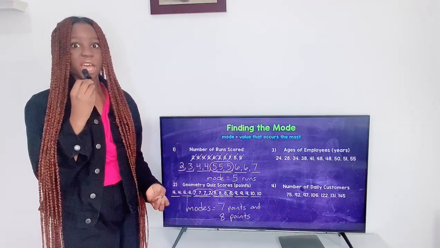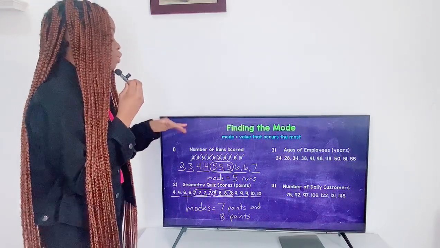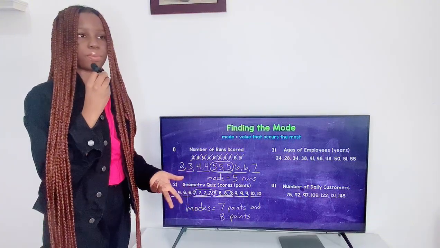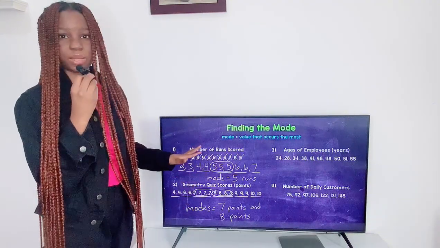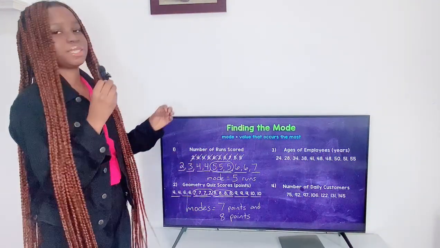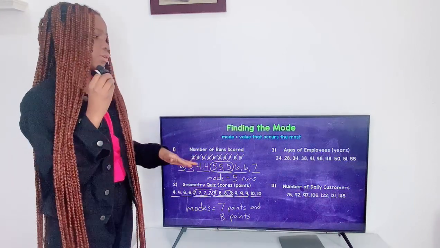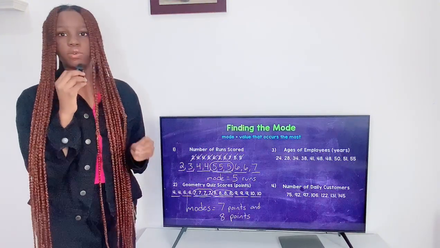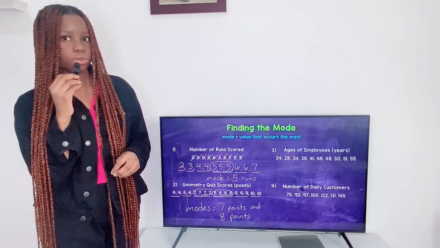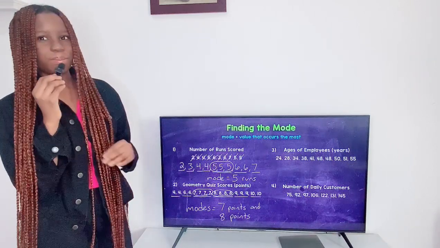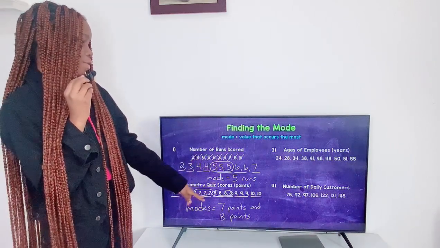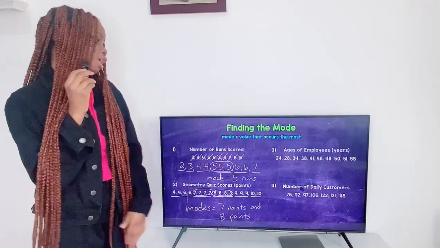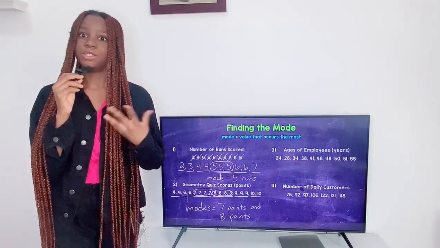So the amount of siblings they have will determine the mode. Does it occur twice, 3 times, 4 times, 5 times? The amount of siblings they have will determine the answer, and then that will be the mode. Remember, there can also be 2 modes, and there's also a possibility that you'll have no modes in your set of data. Remember that. And then you also have number 4, which is the number of daily customers. Like I said, just like the amount of siblings they have, basically the value that occurs the most.